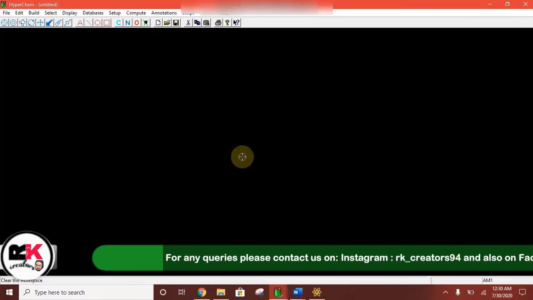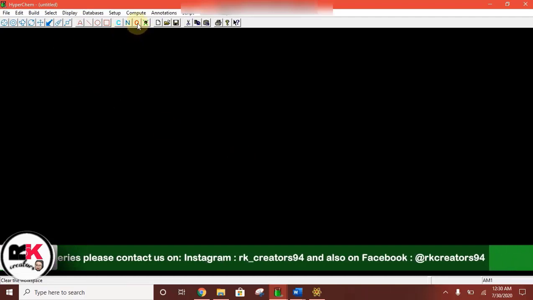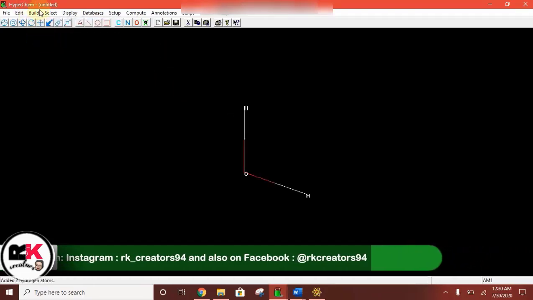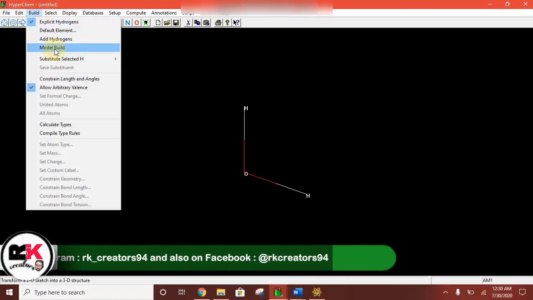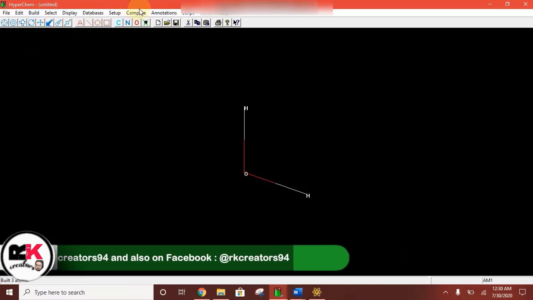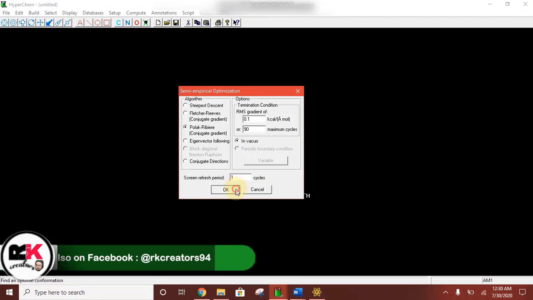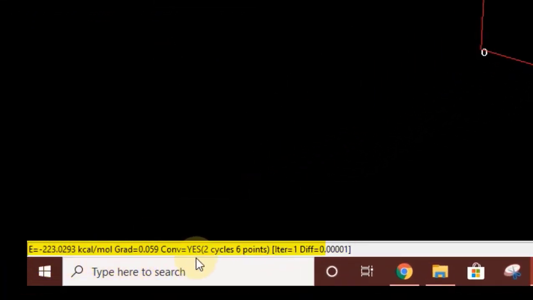To calculate the solvation energy of methanol, we first draw the water molecule and calculate its energy. So select oxygen, then add hydrogen, click on the option model build. Now calculate its energy and write down this energy in your notebook.